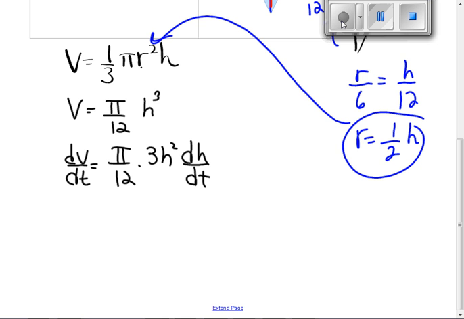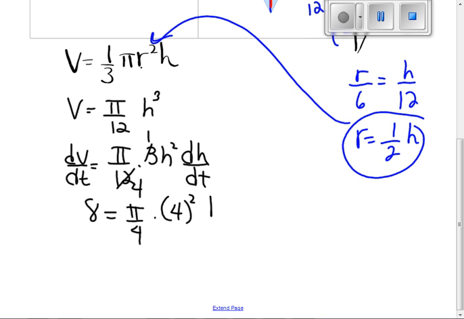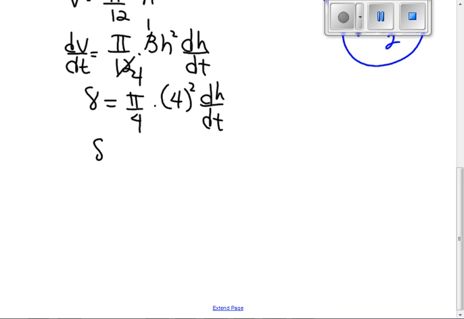So that dV/dt was, what was the dV/dt? 8? Equals, then this will reduce to pi over 4 times h squared. What's h? 4 squared dh/dt. And arithmetic should be easy for you, but it's 1/4 of 16. If you cancel out one of the 4s, it's 4 pi dh/dt. So that's 2 over pi.